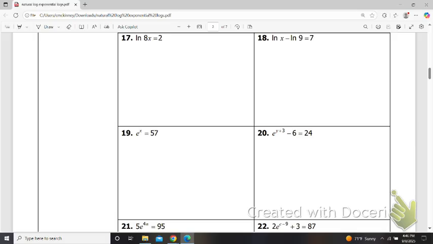Now we do not have logs on both sides. So for 17 and 18, one side has ln. It might have two of them, but it's only on one side. When that happens, we're going to change this to exponential form.